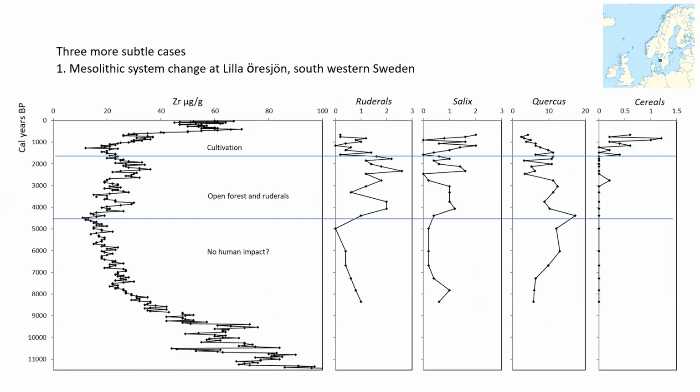This is from Lilla Örsjön in central southern Sweden, and just 10 kilometers from the coast. It's studied for its long history of natural acidification. And what we can see is 7,000 years of decreasing zirconium concentrations. That's 7,000 years of catchment destabilization through the greater part of the Holocene. But it ends abruptly 4,500 years ago when that trend of decrease is reversed. There's no archaeological evidence in the catchment, but we do see an association with ruderal pollen and a change in the forest.